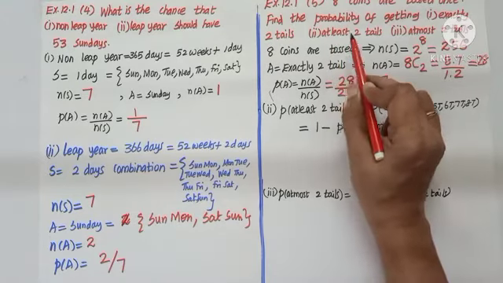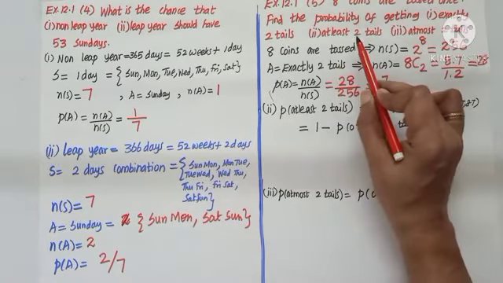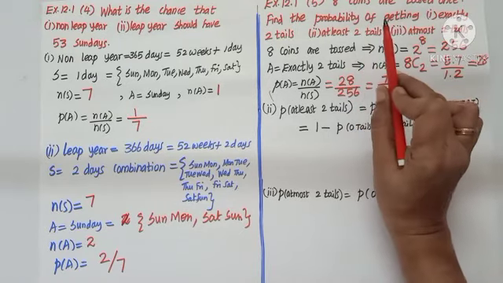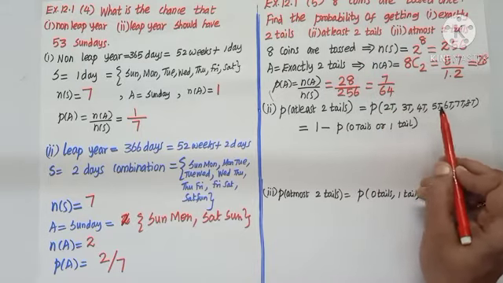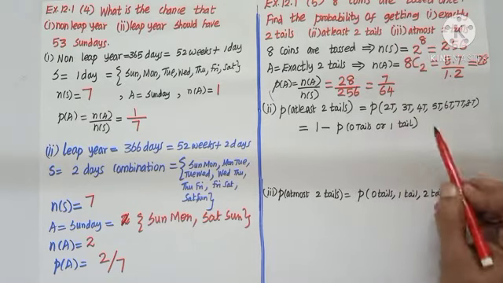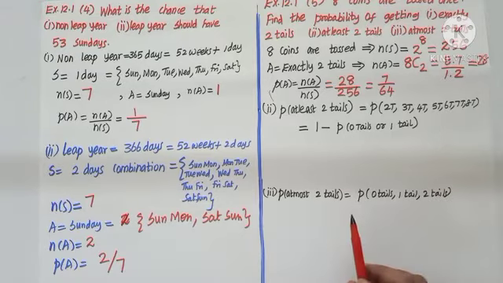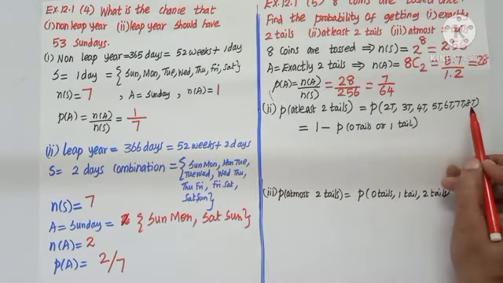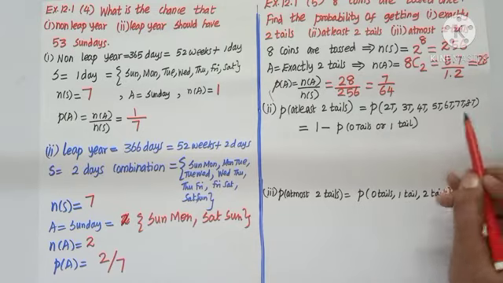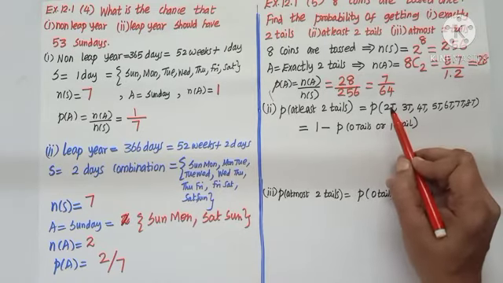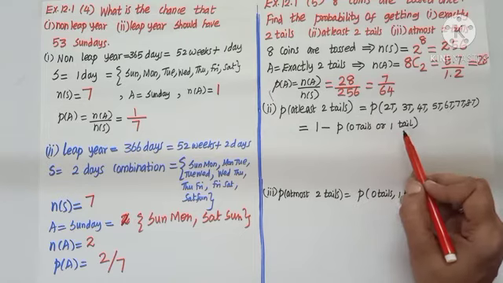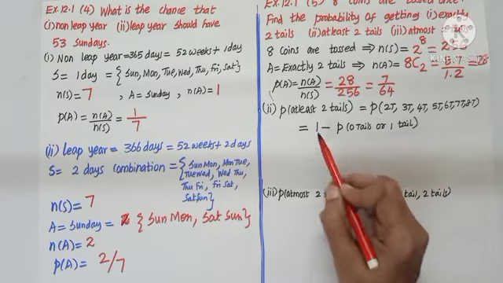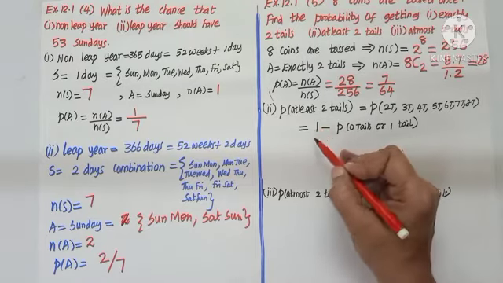Second subdivision, at least 2 tails. The words at least tell me 2 or more. So it could be 2 tails, 3 tails, 4 tails, 5 tails, up to 8 tails when 8 coins are tossed. Getting from 2 to 8 would be a difficult process. So what shall we do? Whenever the process is difficult, you go with what I don't want. What I want is 2 tails to 8 tails. So what I don't want is 0 tails or 1 tail. Find this probability and subtract from 1 because the total probability is 1.